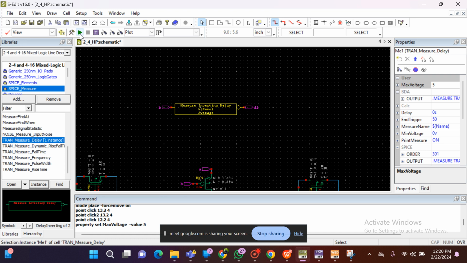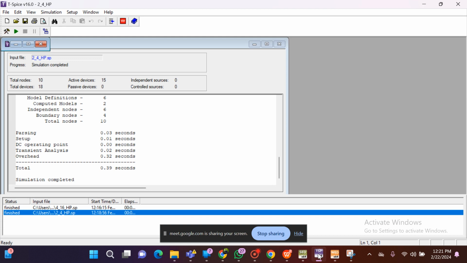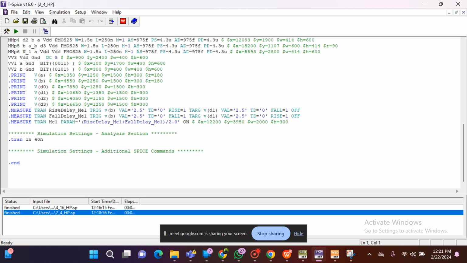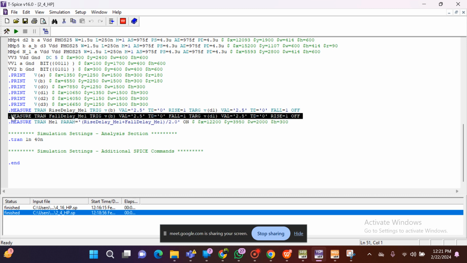Then next go for the T-Spice. Open in T-Spice. So here below T-Spice will open. In this you can see the second line. Okay, measure tran is there, no? So this second line you need to delete. Got it?